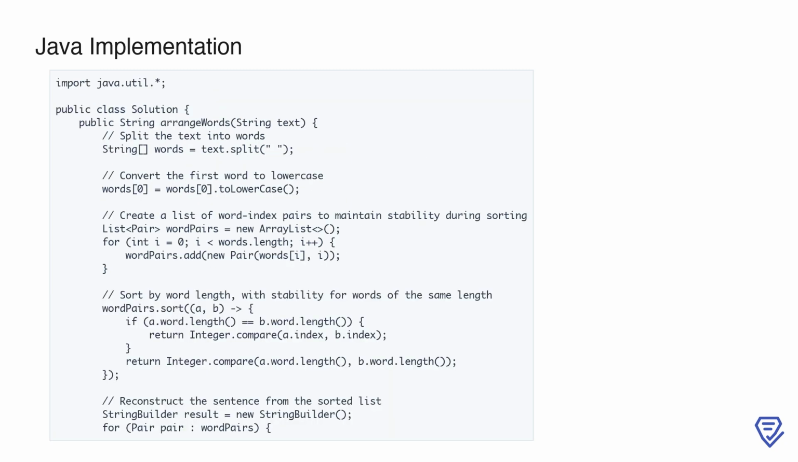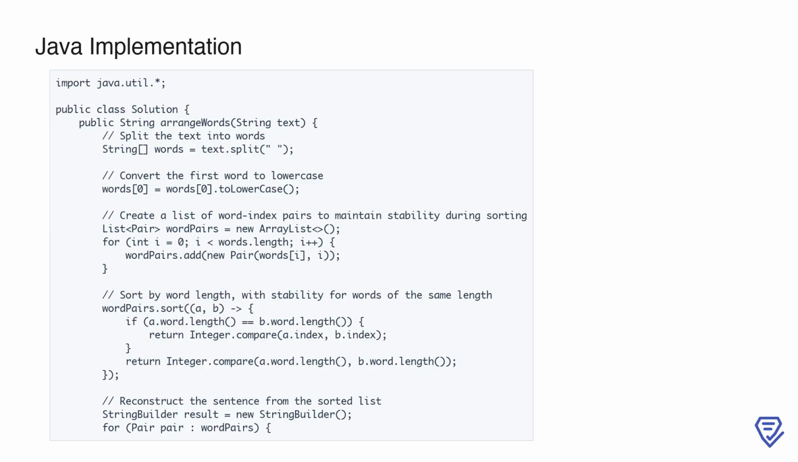Here, we begin the implementation of the solution by importing necessary packages, such as java.util, to work with collections and utilities. Inside the solution class, we define the arrangeWords method, which takes a sentence as input. First, we split the sentence into individual words using the split method, which creates an array of words. Then, we convert the first word to lowercase to ensure uniformity during processing. To maintain the stability of words with the same length while sorting, we create a list of pair objects. Each pair consists of a word and its original index in the sentence. We iterate through the words array, populate the list with these pairs, and prepare them for sorting.